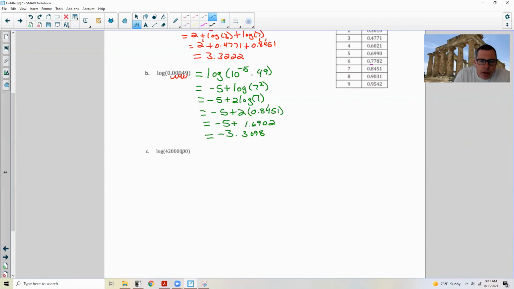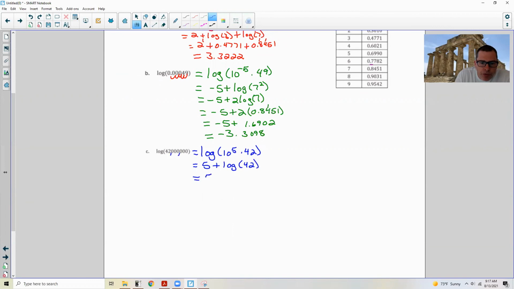Here's the next one. Log of 42 million. Okay, so I'm going to rewrite this as, well, how many zeros is that? 1, 2, 3, 4, 5. That's 42 times 10 to the 5th. So that's going to equal the log of 10 to the 5th power times 42. So by our rule, that power goes out in front. It's 5 plus the log of 42.